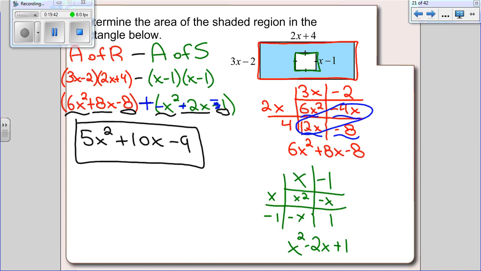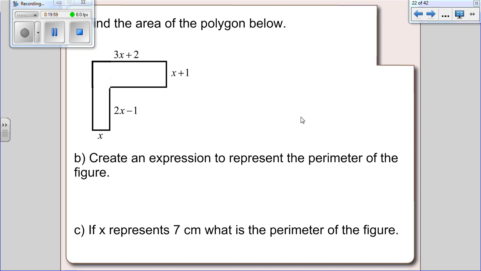Okay, we have one more word problem ahead of us. It's another one that you're going to see again. Okay, so it'll pop up again. It's an L-shaped format. Right? So it's something that looks kind of like that. They'll call it a polygon. Polygon just means something with many sides. Right? So every shape is a polygon.